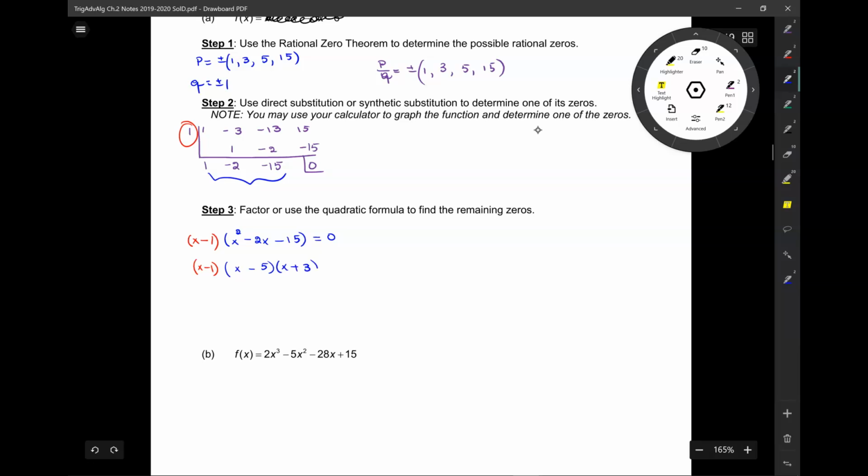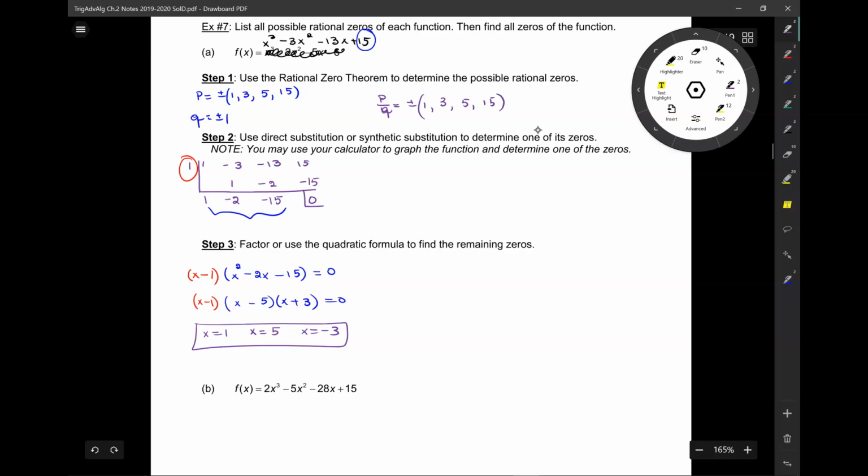x plus 3 equal to 0. So now I see that x equals 1, x equals 5, and x equals negative 3. So those are the 3 zeros for this function. All right? And the minute we graphed, we knew all that, because graphing is a spoiler alert. It gives us the final answer, right?